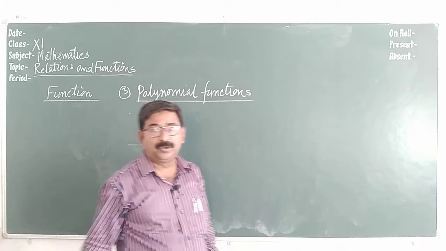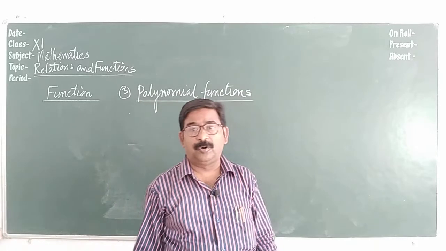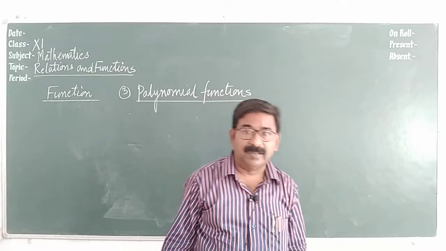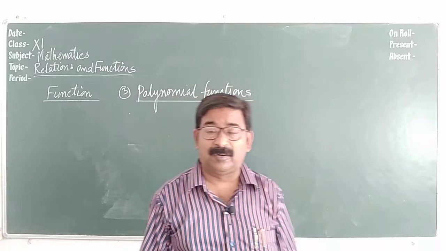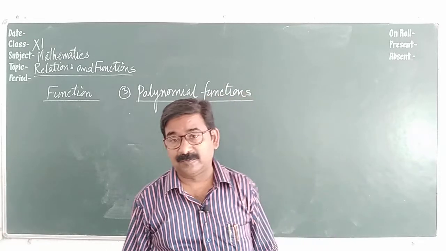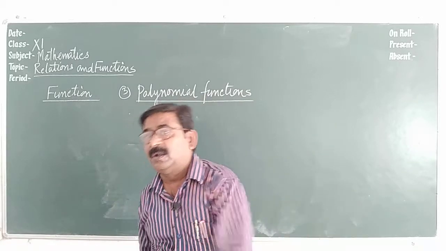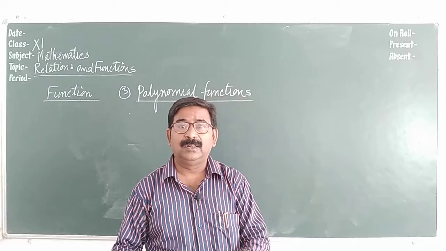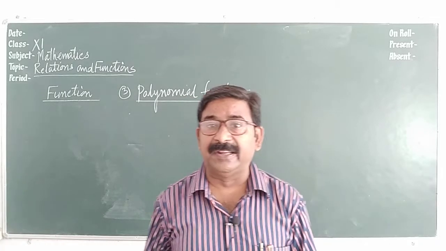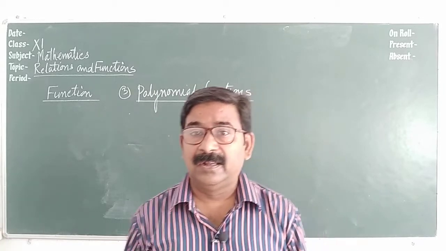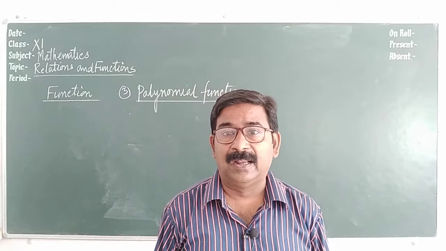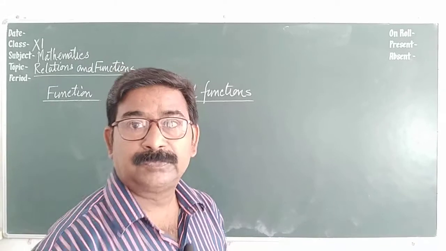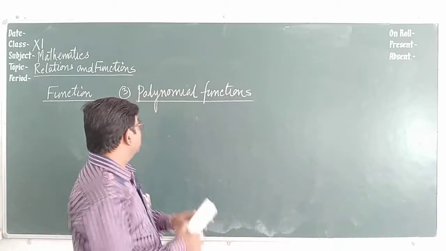You know the definition of a polynomial. It is of the form a0 x to the power n plus a1 x to the power n minus 1 plus a2 x to the power n minus 2 and so on, means degrees are in descending order or maybe in ascending order. Means we will have polynomials of different degrees, like you know the names of the polynomials: linear polynomial, quadratic polynomial, cubic polynomial. Okay. Now let us discuss the polynomial function.